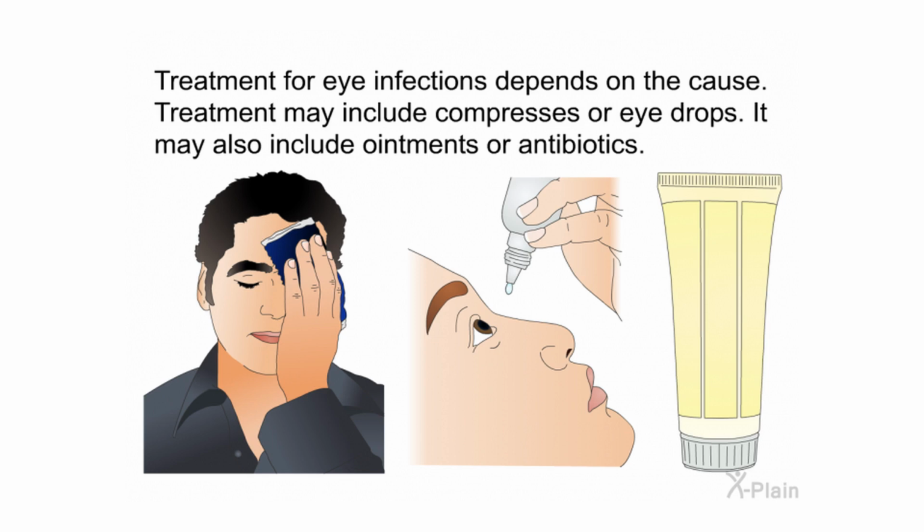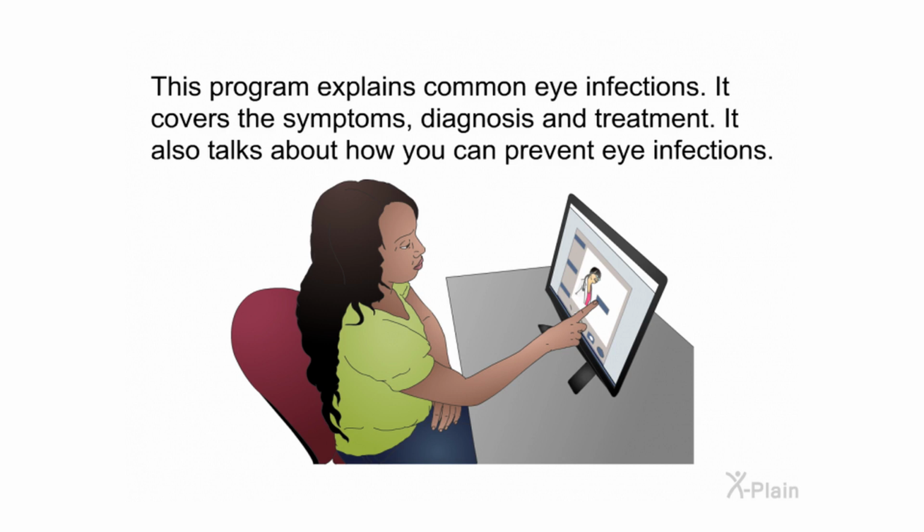Treatment for eye infections depends on the cause. Treatment may include compresses or eye drops. It may also include ointments or antibiotics. This program explains common eye infections. It covers the symptoms, diagnosis, and treatment. It also talks about how you can prevent eye infections.